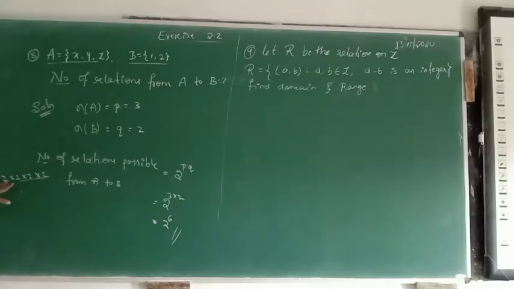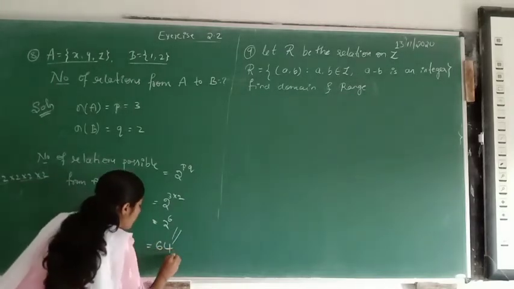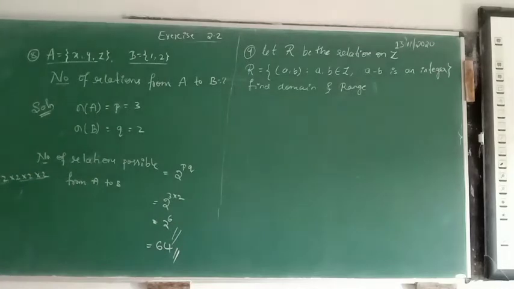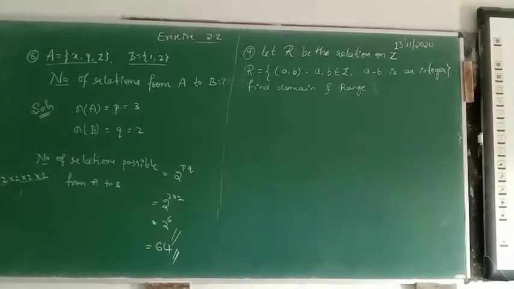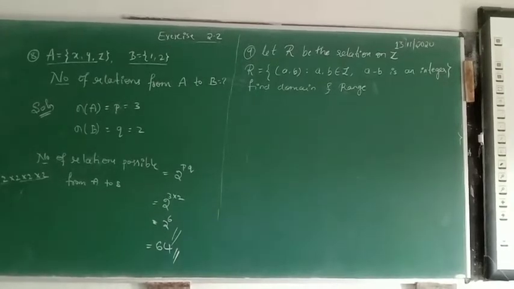So there are 64 possible relations from this given set A and B. Okay, so I hope you understood this one. So I will move on to the next, the ninth one. What is the ninth problem?